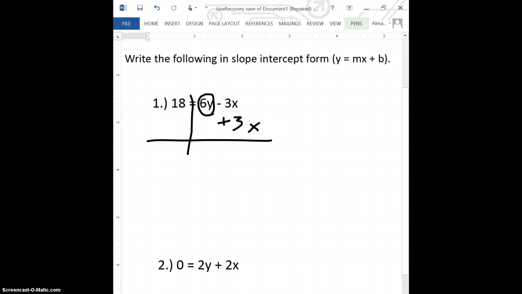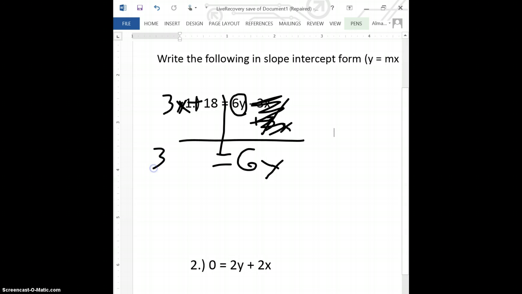Now, on the right, I can write the plus 3x underneath the x because I'm going to cancel them out since they both have x's. But on the left, I don't have anything else with an x. So instead of writing it underneath the 18, I'm going to put it right on the side of 18. And I can see that minus 3x plus 3x, those cancel out. So on the right, I end up with just 6y, which is what I wanted. I wanted my y's by themselves on one side.